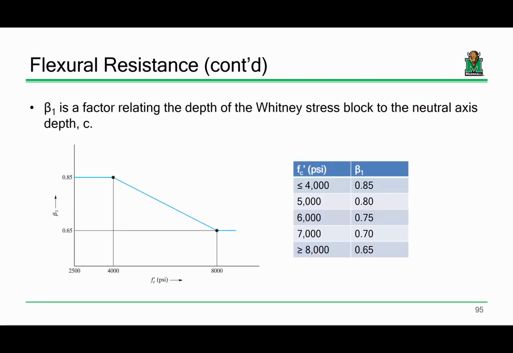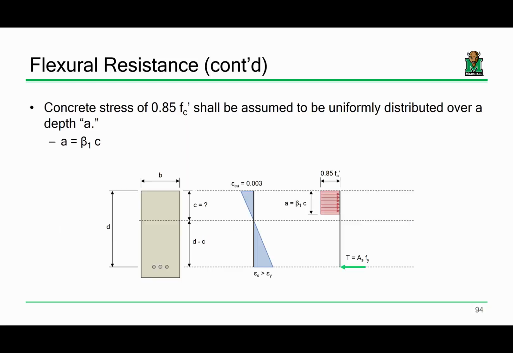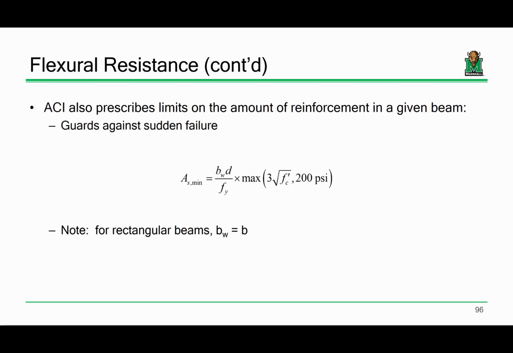B sub W is just, like here, the width of the beam, okay? The reason why there is a B sub W is because later on we'll have T-beams. We'll have a beam that looks like a big T. The width of the stem or the web is going to be B sub W, and the top is going to have a width of B. So that's why there's a notation difference. But for rectangular beams, it's the same.